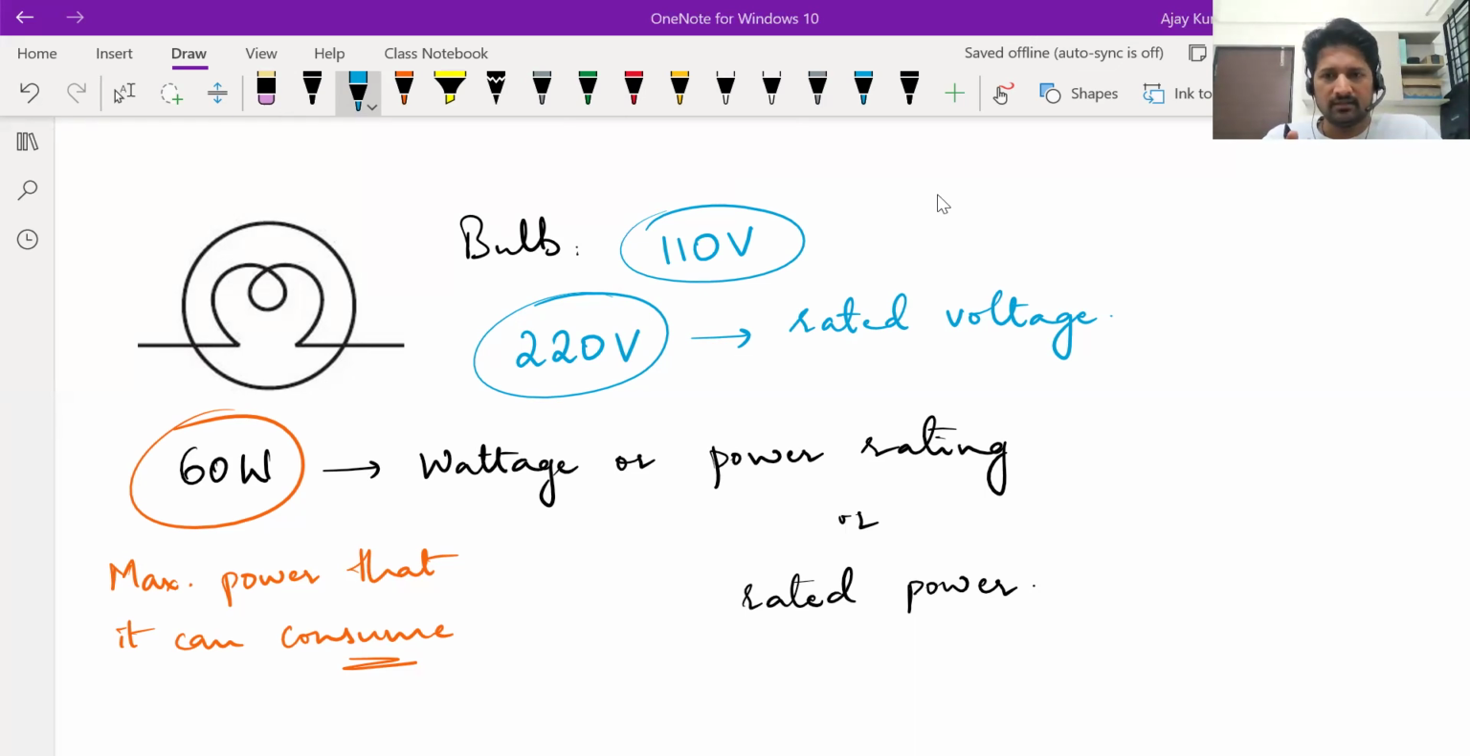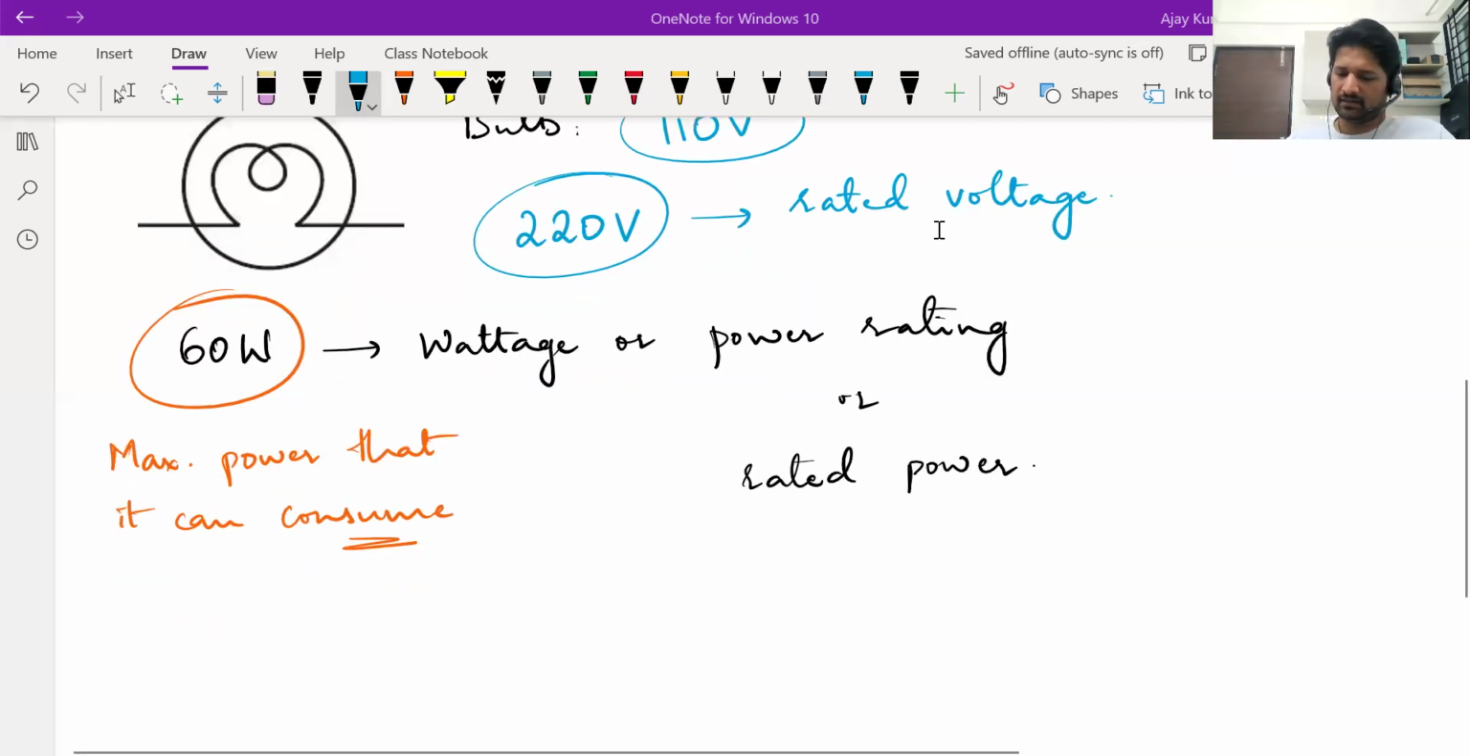See, rated power is the maximum power that a device can consume, or can withstand, you can say. Similarly, the rated voltage of a device is the maximum safe voltage at which you can operate the device. You should ensure that the voltage given to it does not exceed this value.